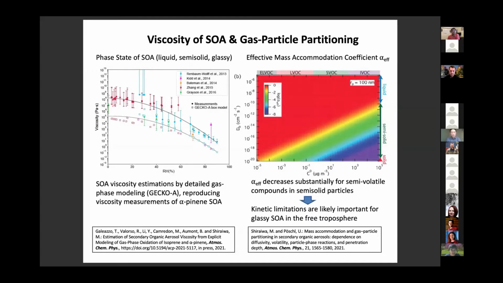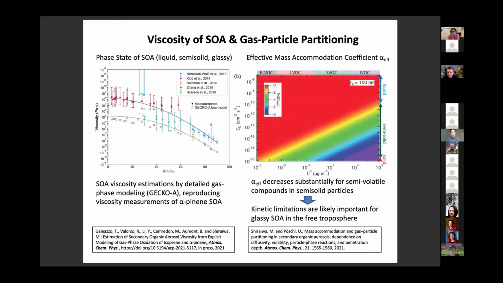We are researching the viscosity of SOA and the effects on gas-particle partitioning, and I want to introduce two papers. In one paper, using GECKO-A, which is an explicit detailed gas phase chemistry model, we implemented the method to estimate the glass transition temperature and viscosity. Here we simulated alpha-pinene SOA. Viscosity has been measured in various studies, and we can reproduce it. But GECKO-A underestimates by one order of magnitude. Maybe this is because GECKO-A is not treating autoxidation or particle phase chemistry.